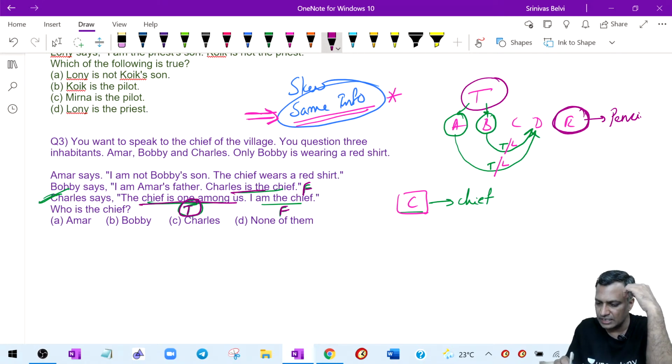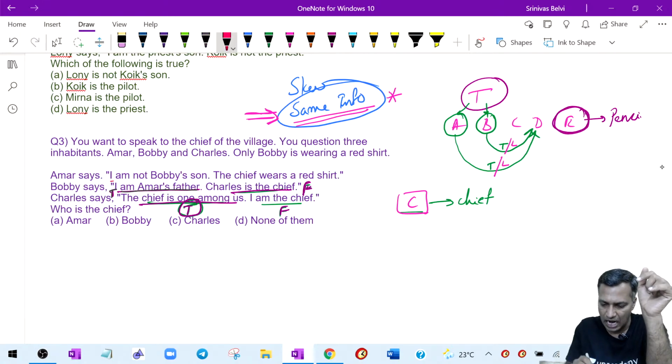The moment you say that Charles is the chief is false, therefore, I am Amar's father becomes true. That is, Bobby becomes Amar's father. Bobby is saying that I am Amar's father is true. So now we know who is Amar's father.